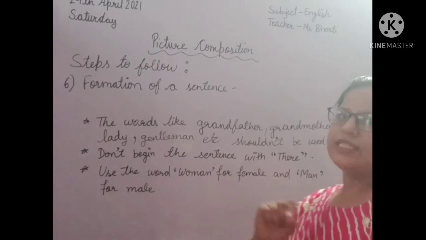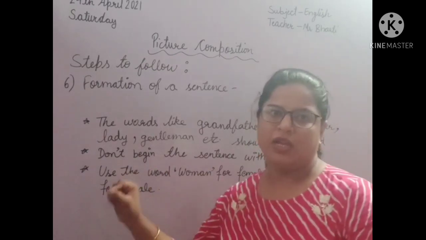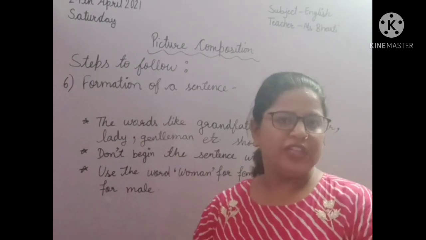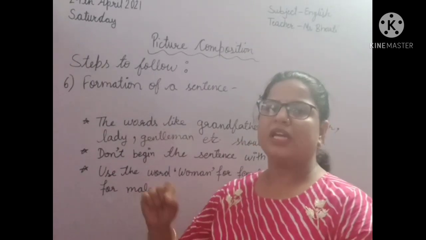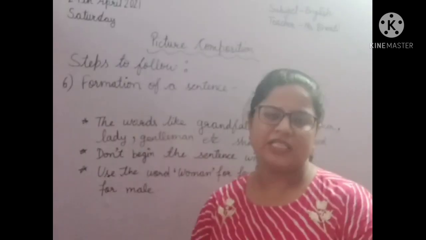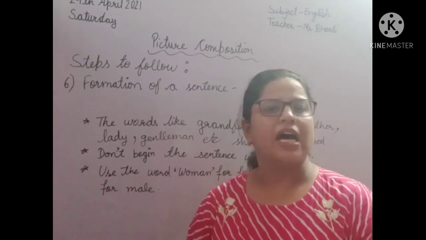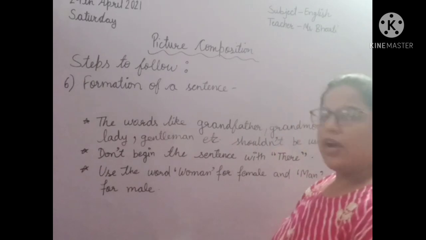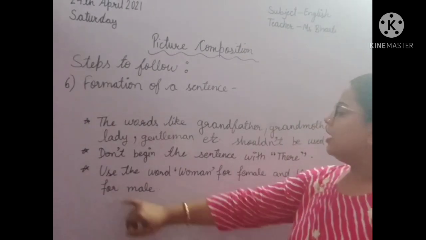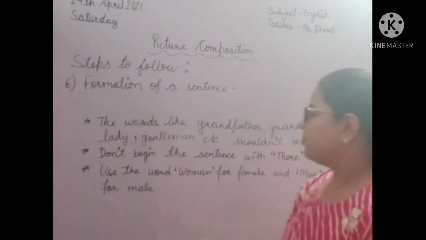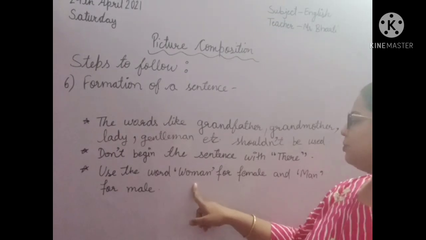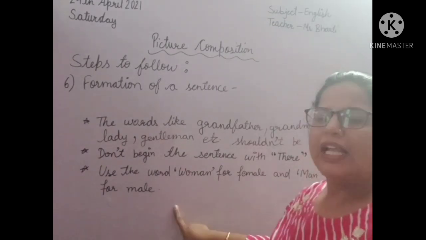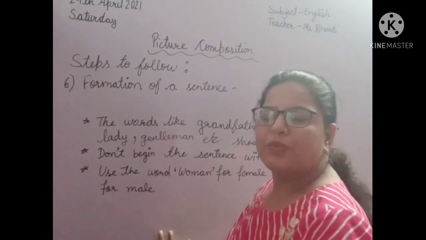We can write, this is a picture of a classroom, but there are so many children. This type of sentence which begins with "there" is incorrect while writing a paragraph. Our third point is, use the word woman for female and man for male while writing a picture composition.